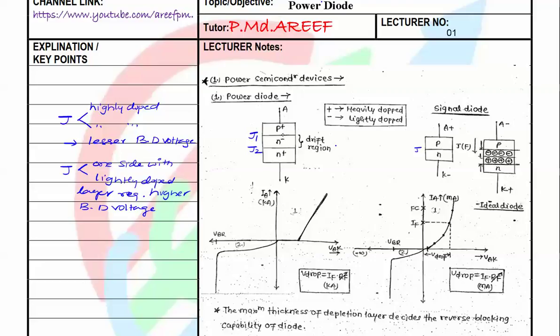layer in between highly doped layers to increase the voltage blocking capacity of the diode or device. Plus means here we have a highly doped layer, and minus means it's a lightly doped layer. So with a lightly doped layer, the voltage blocking capacity increases.